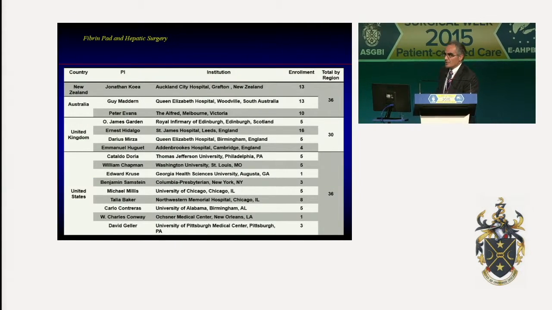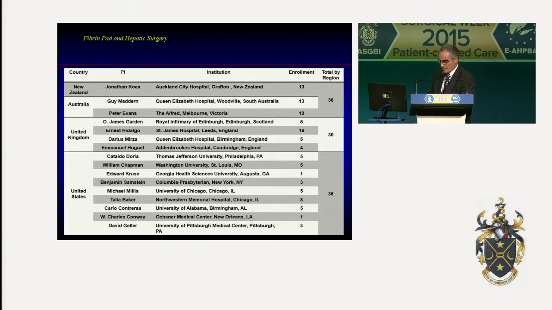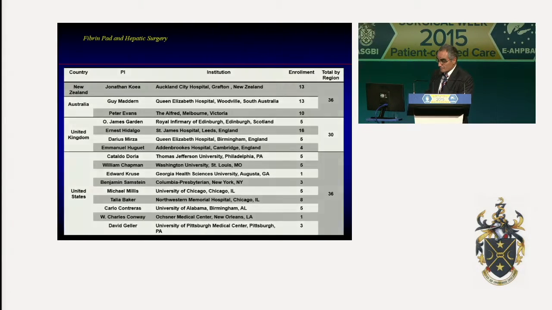I just want to acknowledge immediately the 16 other co-investigators in 4 countries who contributed patients to this trial. It was truly a multi-centre effort.